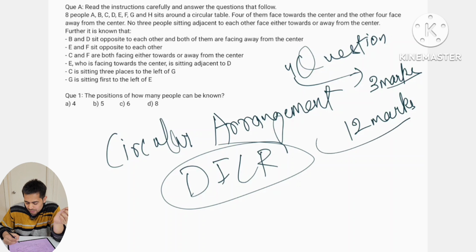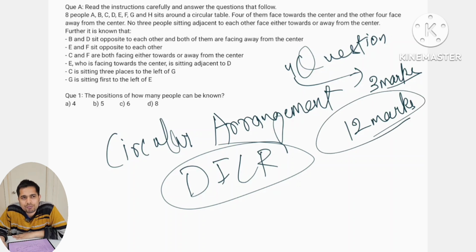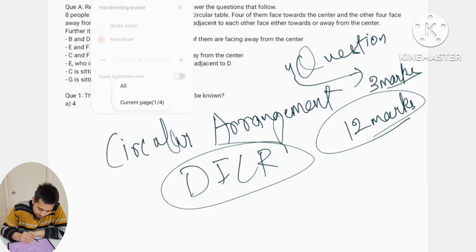from this section easily. Based on my experience and on looking at the previous year questions, in at least 2 years one full set of circular arrangements has been there. And if you are able to solve circular arrangements easily, that means you have trained your mind well enough to solve a lot of DILR sets, a lot of logical reasoning and data interpretation questions also. So that's why this concept is very important.